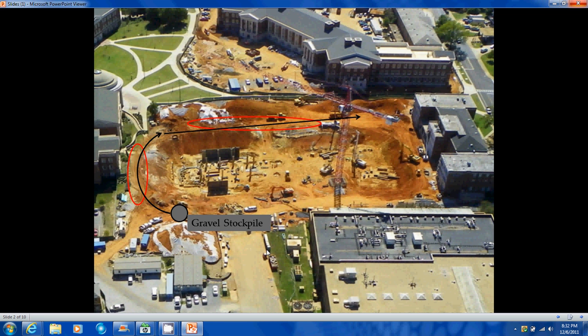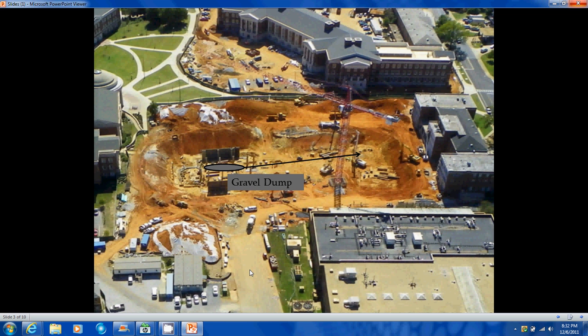In the site plans, the contractors were originally given an area over here to pile the dirt, but that was taken away from them for a parking lot, so they had to pile it over in this area, which gave them this haul narrow. After the dump truck gets to the bottom of the basement, it comes and dumps the gravel in the gravel dump. After the gravel is dumped, the dump truck turns around and returns to the steep incline.